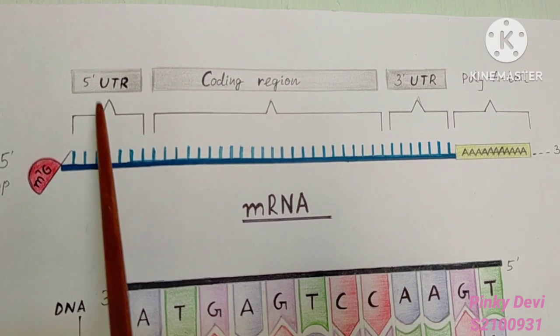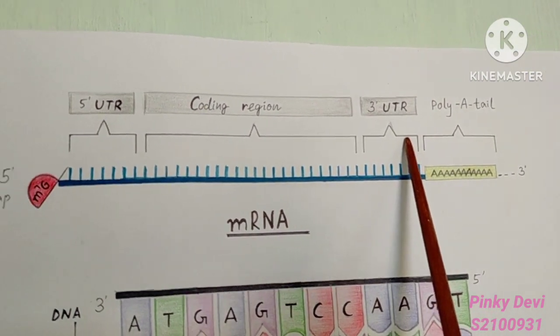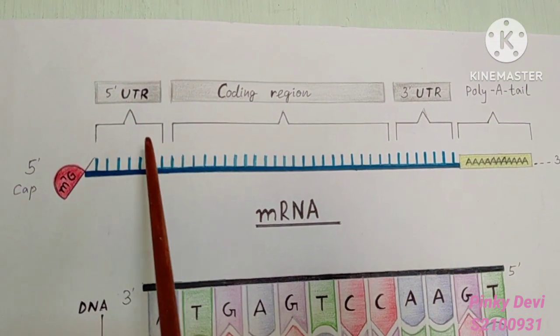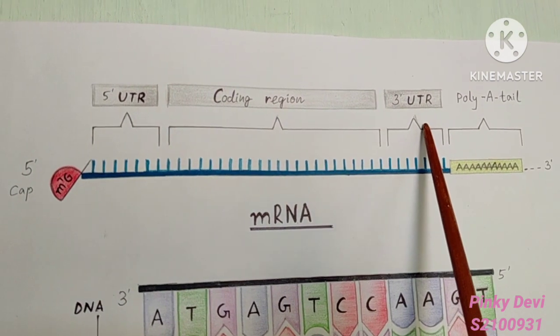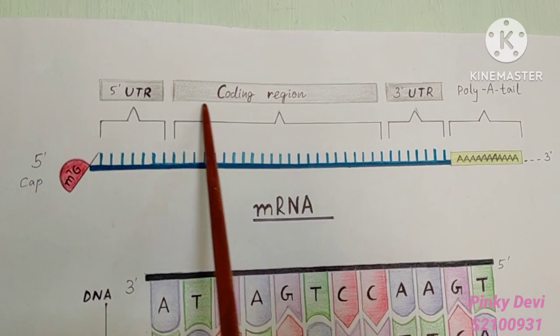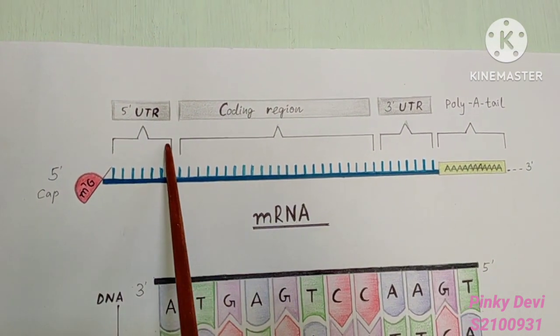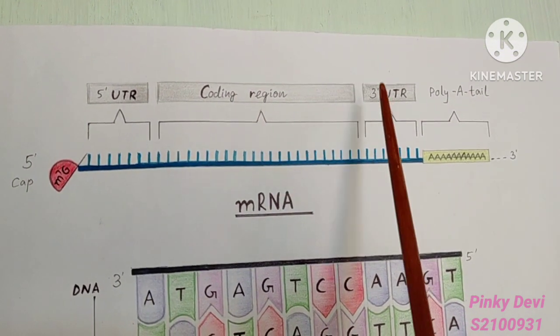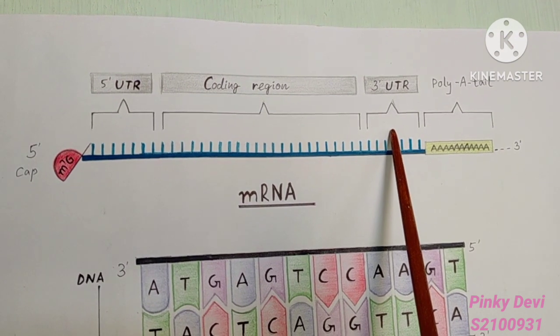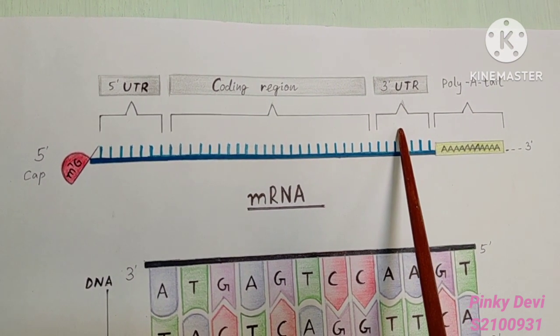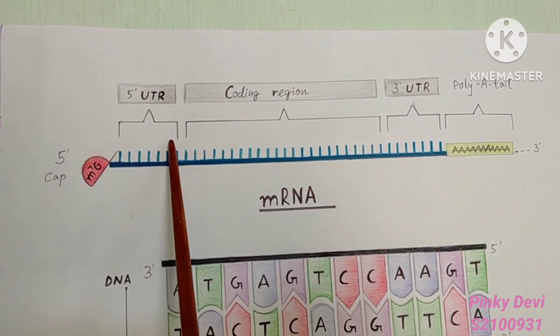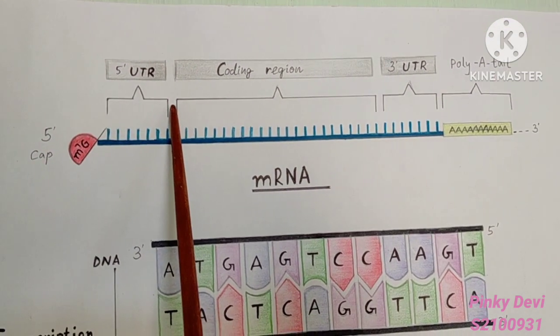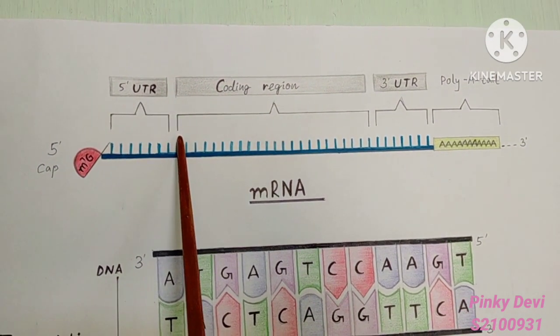Untranslated regions, that is UTRs, are present at the 5' and 3' ends, before and after the coding region respectively. Untranslated regions are present before the start codon and after the stop codon. They have a role to play in gene expression. They are involved in the stability of the RNA, the efficiency of translation, and mRNA localization.